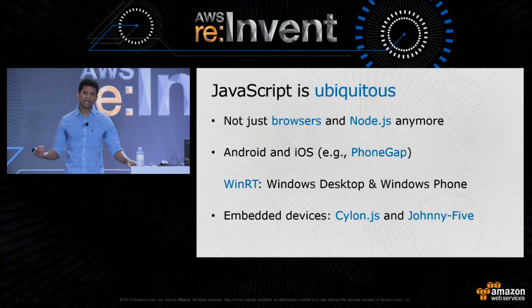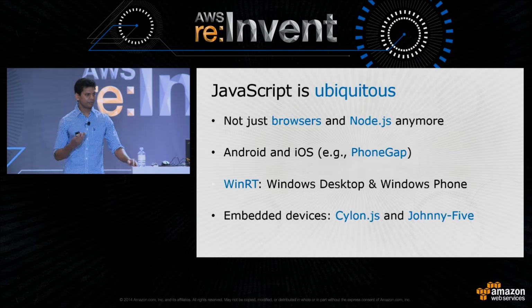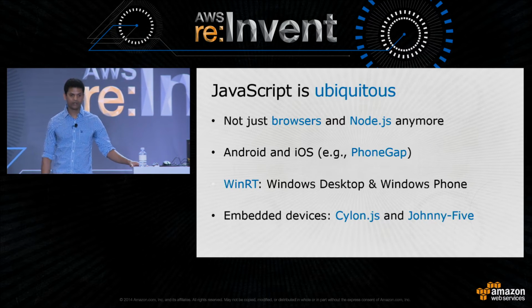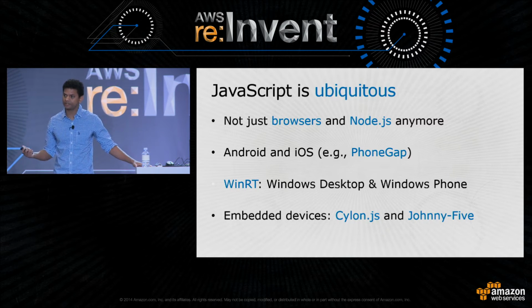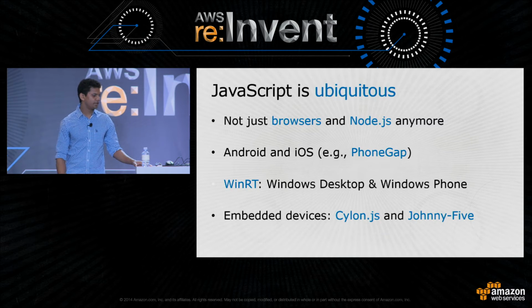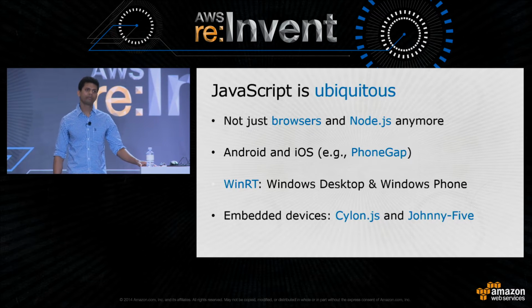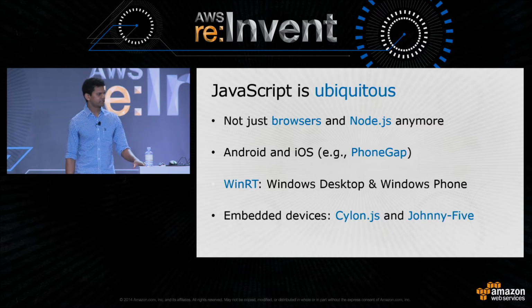For instance, you can build applications using JavaScript and HTML and compile them down to native mobile iOS and Android applications using tools like PhoneGap and Ubisa. You can also build applications for Windows desktops and phones that execute on the Windows runtime. And more recently, JavaScript is being used to build applications for microcontroller devices like Arduinos and AR drones using libraries like Johnny5 and Cylon.js.